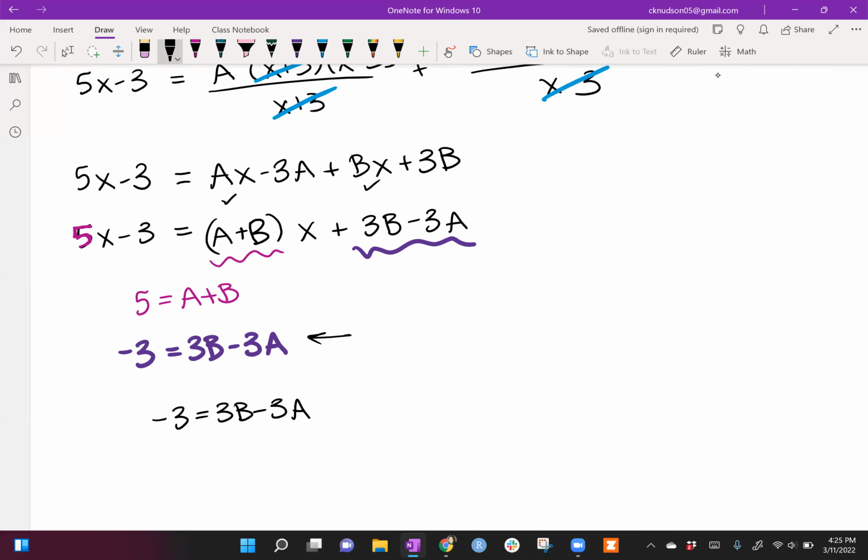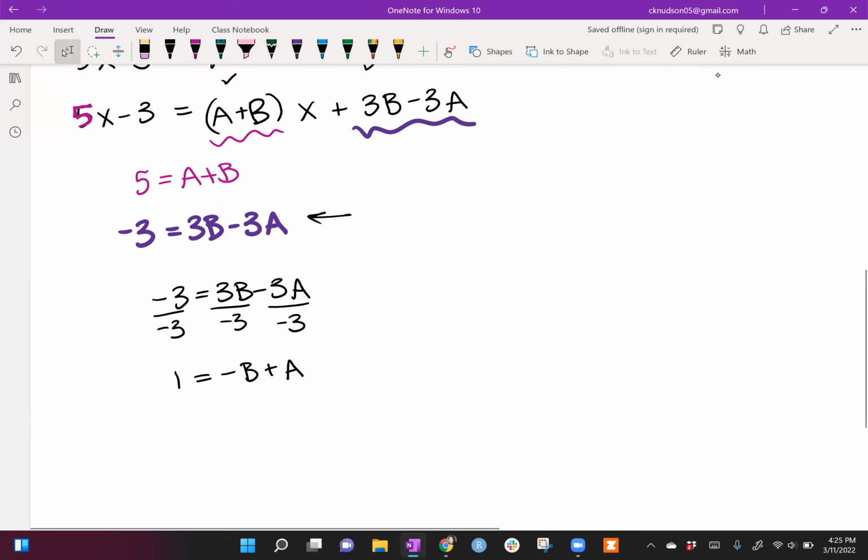Going to divide both sides by -3. So that gives us 1 is equal to -b plus a. Or in other words, a is equal to b plus 1. All right, so we're getting somewhere. We know that a is equal to b plus 1, and we have one more equation that we can use.